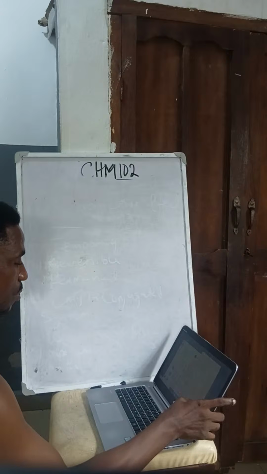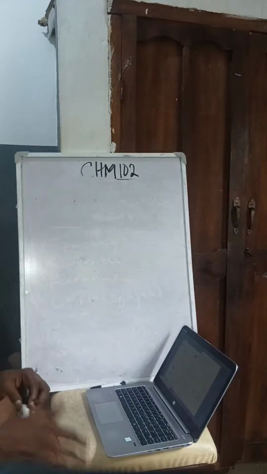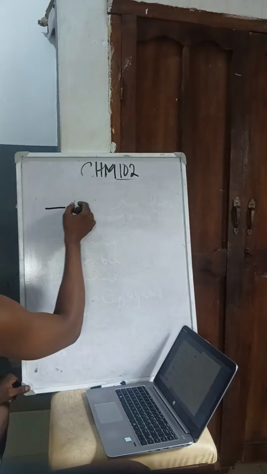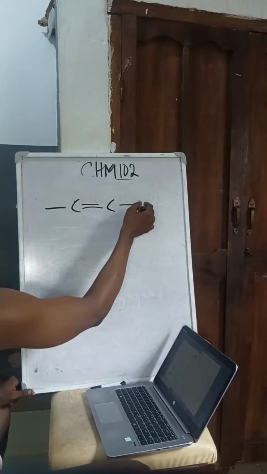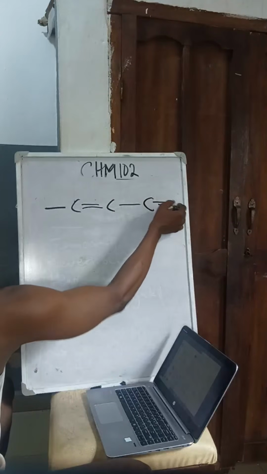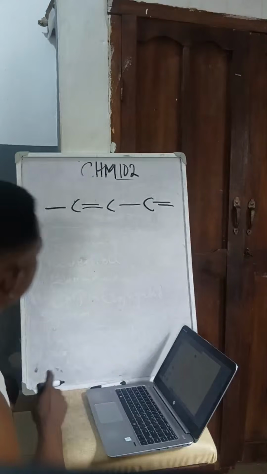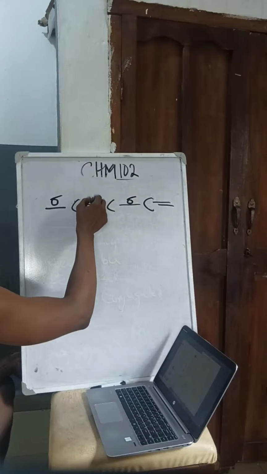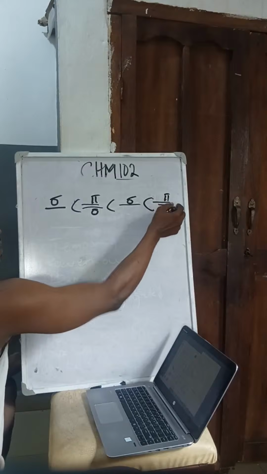When we talk about conjugated system, we are actually talking about single bond and double bond. And when we have single bond and double bond, it means it is alternating. This is double bond, single bond. And now here is only sigma, sigma. But here is pi and sigma bond.